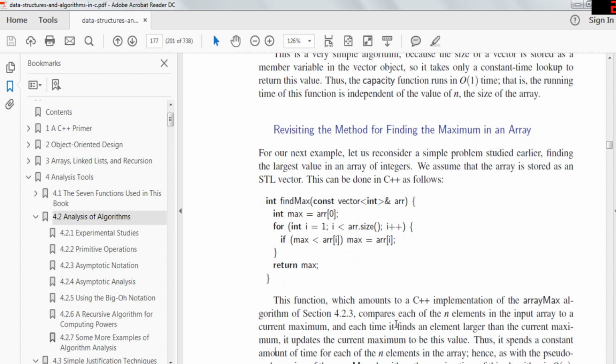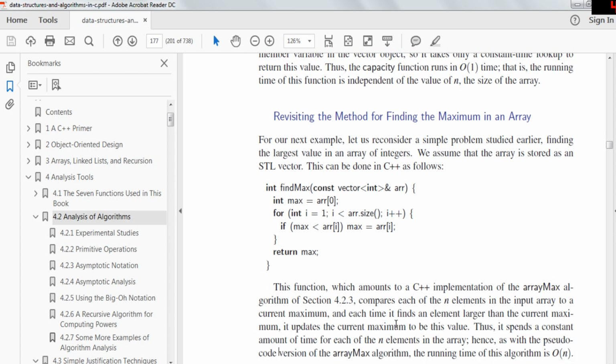Alright, finding the maximum number in the array. Here they coded it using the C++ vector class, and it's supposed to find the maximum in the array. You can see that it compares each of the n values in the array to the current maximum, and then returns the maximum. Thus it spends a constant amount of time for each of the n elements in the array, and as with the pseudocode version of the array maximum algorithm, the running time is O of n.